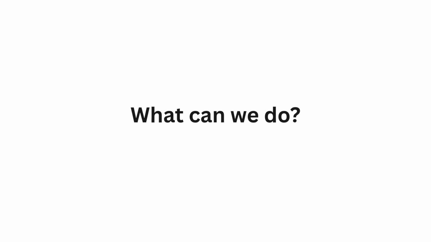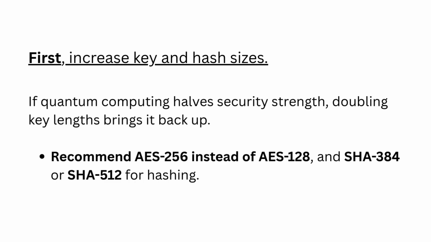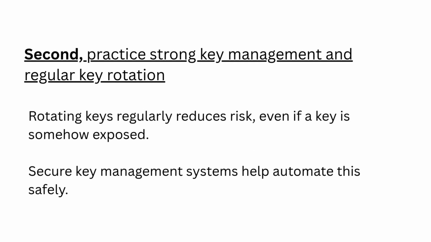So, what can we do? First, increase key and hash sizes. If quantum computing halves security strength, doubling key lengths brings it back up. That's why we recommend AES-256 instead of AES-128, and SHA-384 or SHA-512 for hashing. Second, practice strong key management and regular key rotation. Rotating keys regularly reduces risk, even if a key is somehow exposed. Secure key management systems help automate this safely.